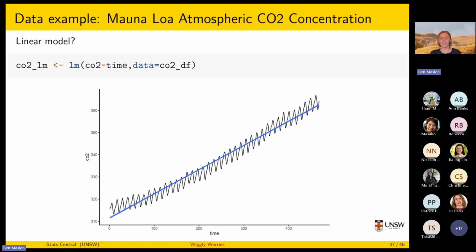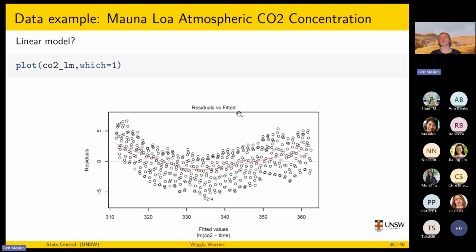Obviously it looks pretty bad here because we're not capturing that wiggly trend. But what maybe isn't so clear is we're not capturing the overall trend either. The overall trend is also not linear at all. You can see that we've got this really clear U bend in the data. So the overall trend is also not linear.